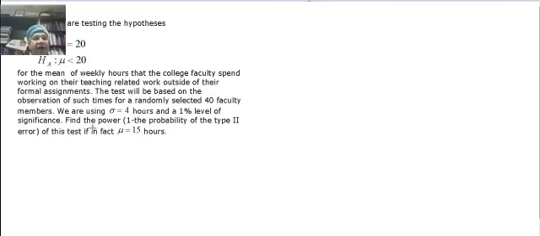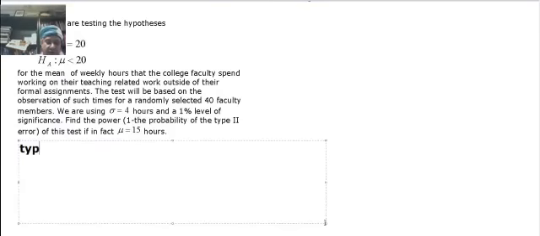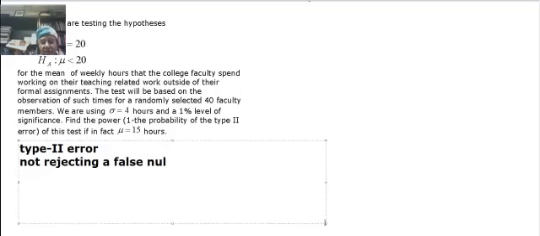Now it says find the power, which is 1 minus the probability of the type 2 error of this test, if in fact mu is 15 hours. So first let's calculate the probability of the type 2 error, then we'll just subtract it from 1. A type 2 error occurs when we are not rejecting a false null hypothesis. So in this case, if the null hypothesis is really false, it's actually 15, find the probability of a type 2 error and consequently the power.